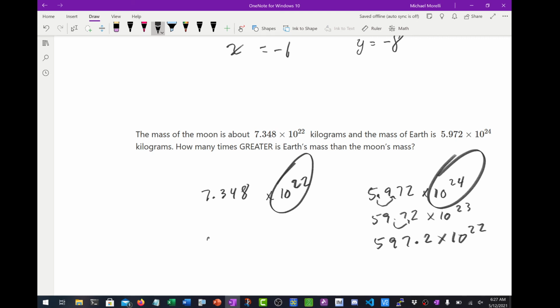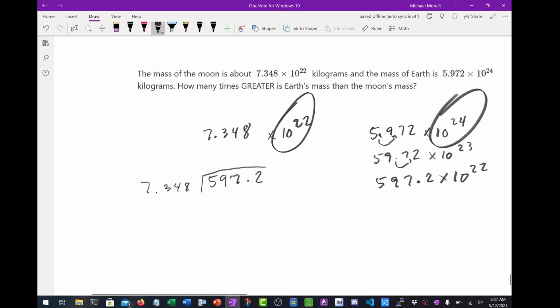So now you need to divide 597.2 by 7.348. And I just kind of chopped these off, and I divided 597 by 7. And I just saw what I got. 7 goes into 59 8 times. That's 56. 9 minus 6 is 3, 37. 7 goes into 37 5 times. And so I'm looking for a number close to 85, right?